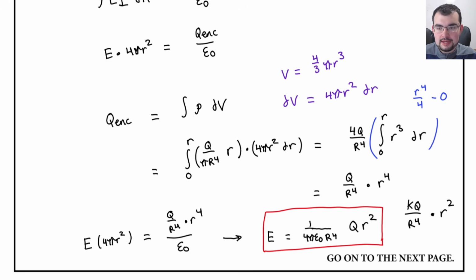You can easily verify it's continuous, KQ over r squared, when little r is equal to big R, because two of the r's would cancel.